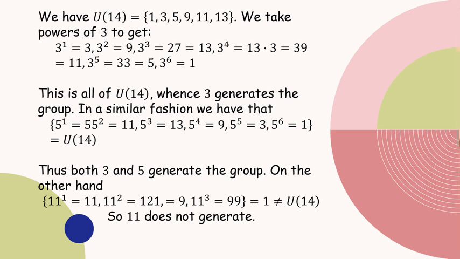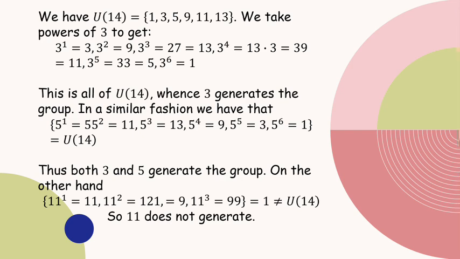In a similar fashion, we have that 5^1 equals 5, 5^2 equals 11, 5^3 equals 13, 5^4 equals 9, 5^5 equals 3, 5^6 equals 1. So the group generated by 5 equals U(14). Thus, both 3 and 5 generate the group.